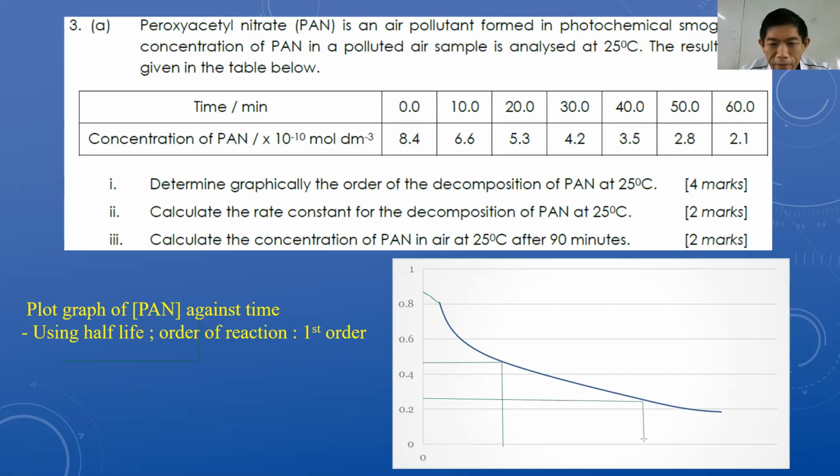Because the graph in here is not plotted nicely, you get not a very accurate result. I'm so sorry for that. But eventually, when you plot the graph carefully, you will be able to determine that the first half-life is equal to the second half-life. Therefore, the order of reaction is first order with respect to PAN.